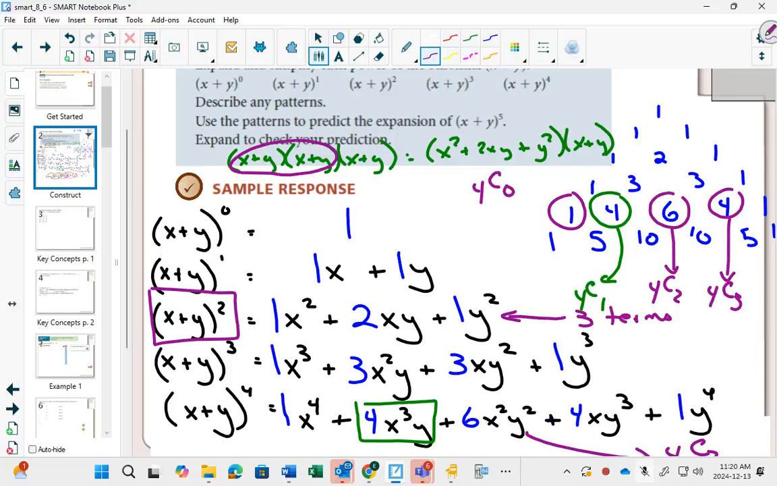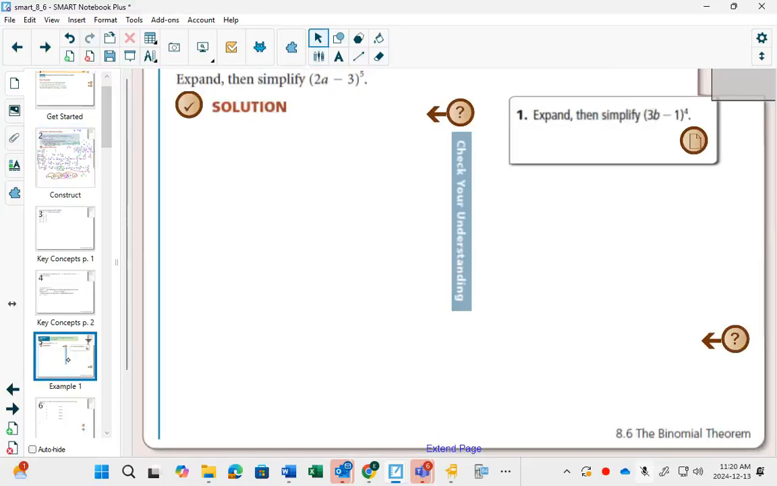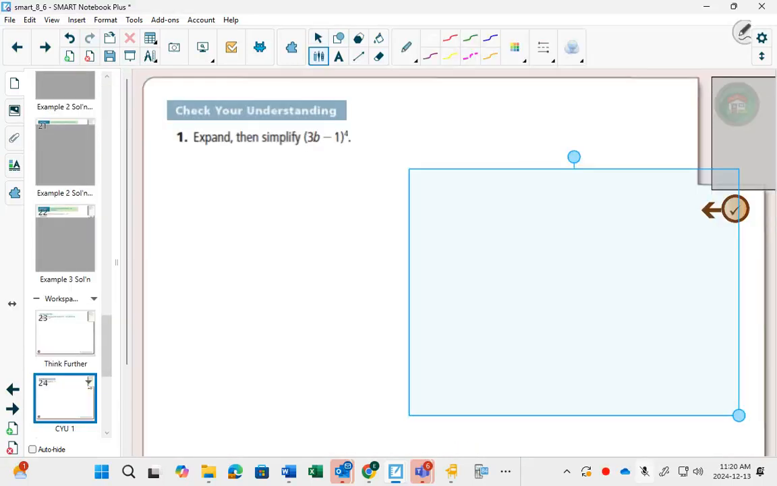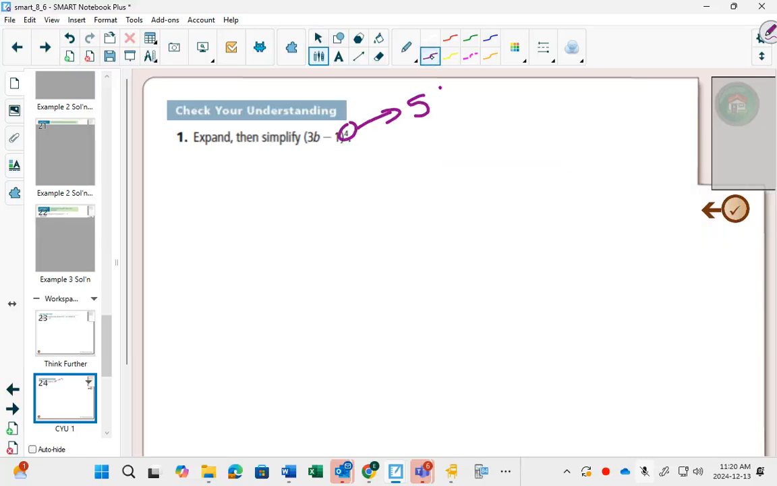When the exponent is 3, we have 4 terms. When the exponent is 4, we have 5 terms. So when we look at our first example here, I notice that the exponent is 4. You will always have 1 more than the exponent as the number of terms.